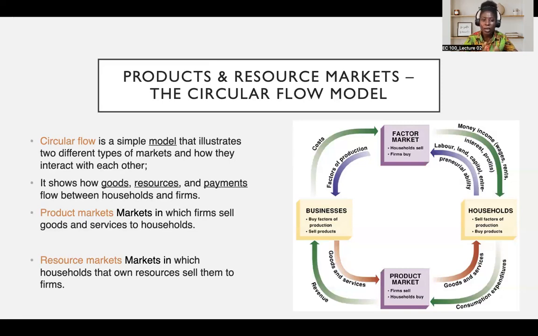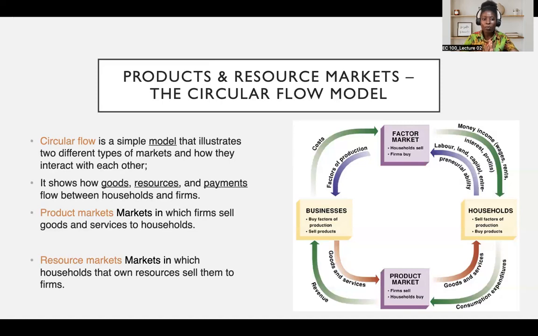So here, this is just a simple model. We call it a circular flow model. It's a simple model that illustrates two different types of markets and how they interact with each other. And why these markets? Because this is the simplest form for you to understand, the basis for how a market works. Okay. As I said, we are going to have a lot of models, but the idea is you're using a smaller, simple concept to understand how the real world works.